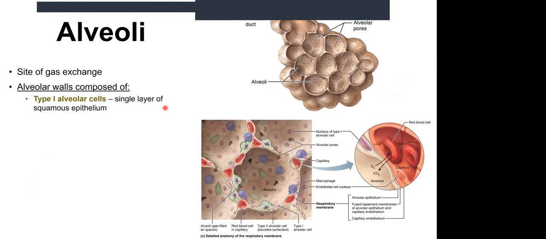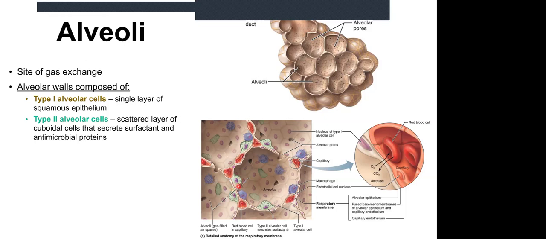The alveolar walls are composed of a couple different types of cells. So type 1 alveolar cells, which are the little skinny ones that you see along the surface membrane. This is a single layer of squamous epithelium. Type 2 alveolar cells, which are the green ones that you see, secrete surfactant, which helps to lubricate the alveoli, and also secrete some antimicrobial proteins just in case there's any microbes in the blood that get passed into the alveolus. These can kind of clean up the mess.